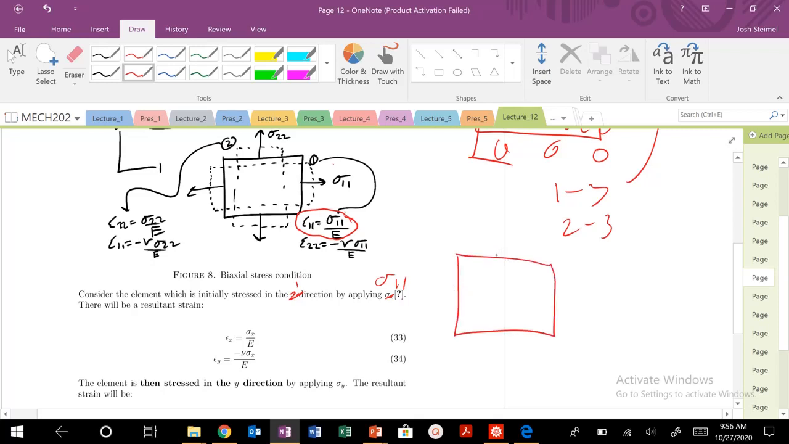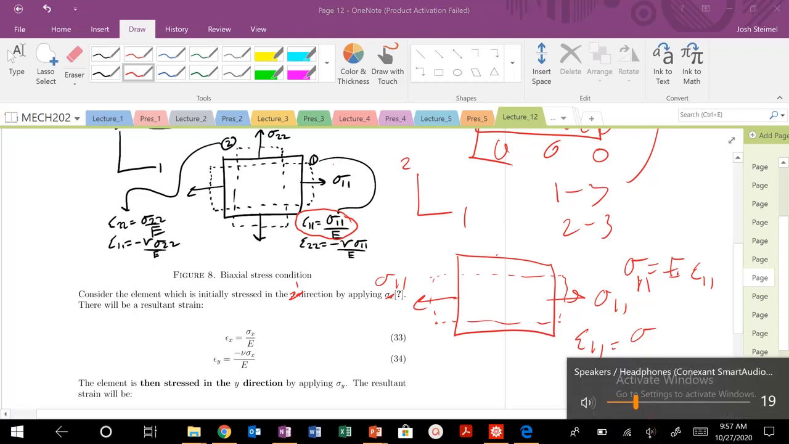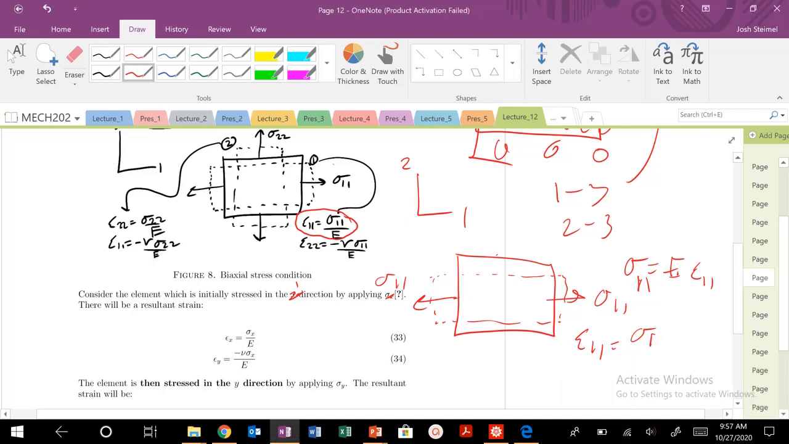So I have a material here, and initially I'm going to pull it like this. When I pull this material in this direction, sigma 1-1, the material is going to extend axially and contract laterally. So the strain epsilon 1-1, again, here we are in the Hooke's law regime, so sigma equals E epsilon 1-1. So my strain is just going to be sigma 1-1 over my Young's modulus.